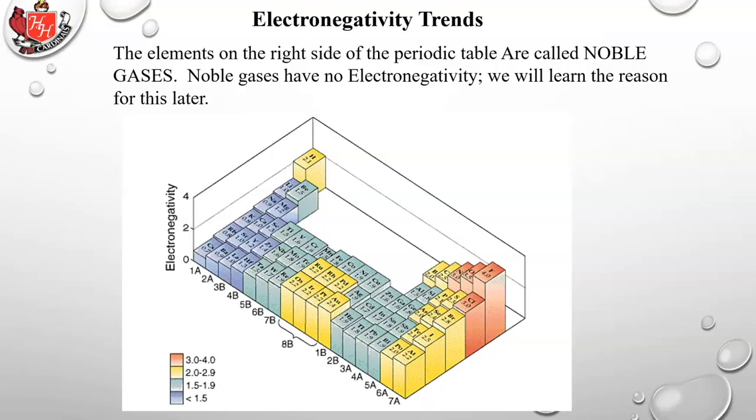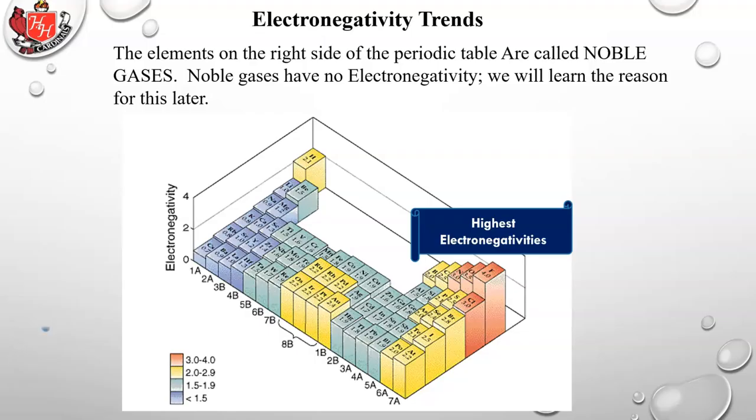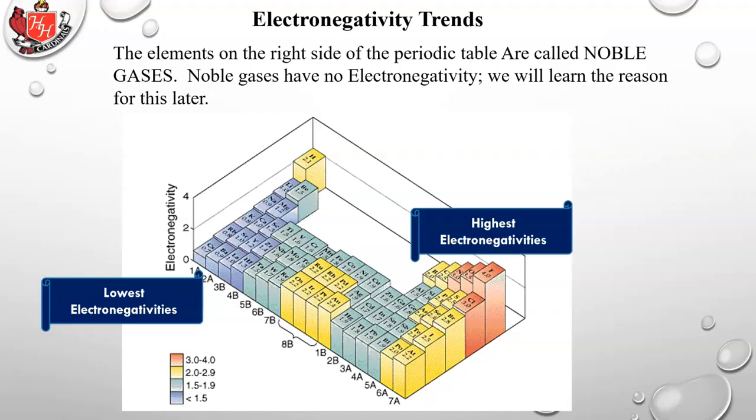The elements on the right side of the periodic table are called noble gases. Okay. Noble gases have no electronegativity. We will learn the reason for this later. Well, we can really learn the reason for it right now. We learned in class that noble gases have full octets. Their outside orbital is already full. And since it has a full valence orbital, all 8 electrons are filled in its valence orbital, it doesn't want to take in any more electrons.